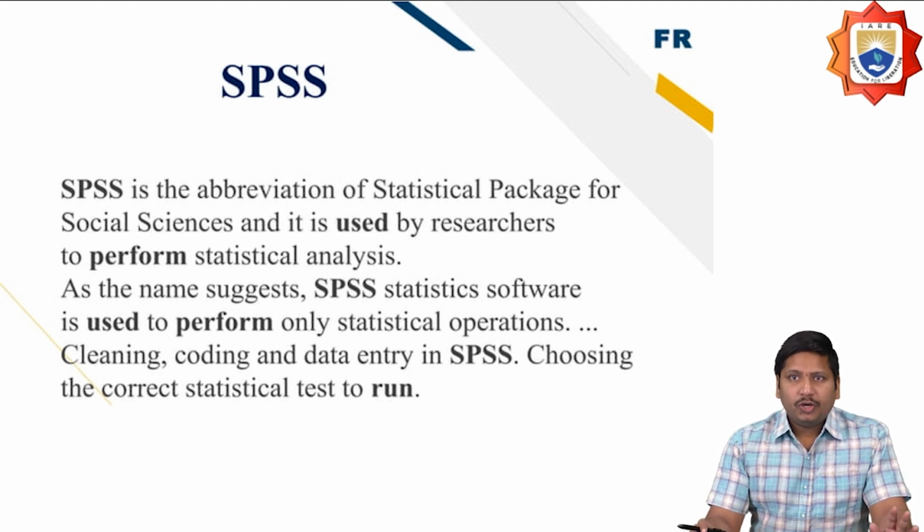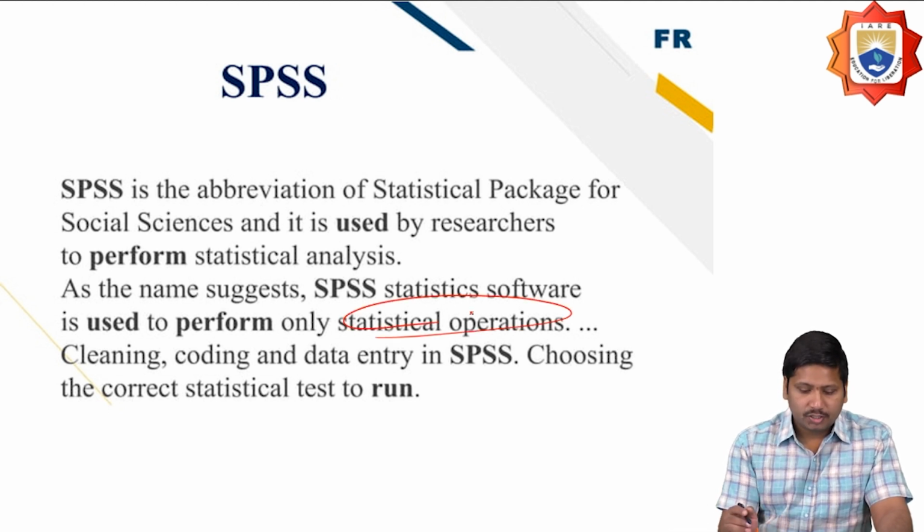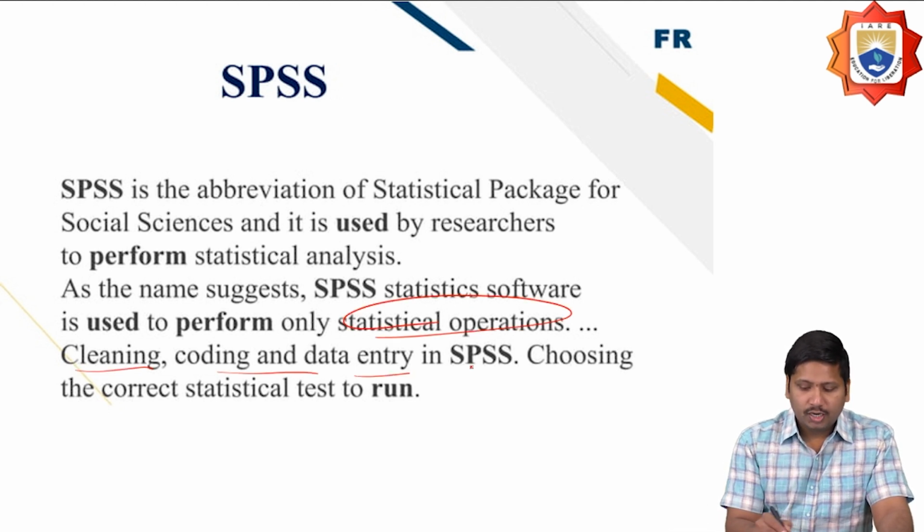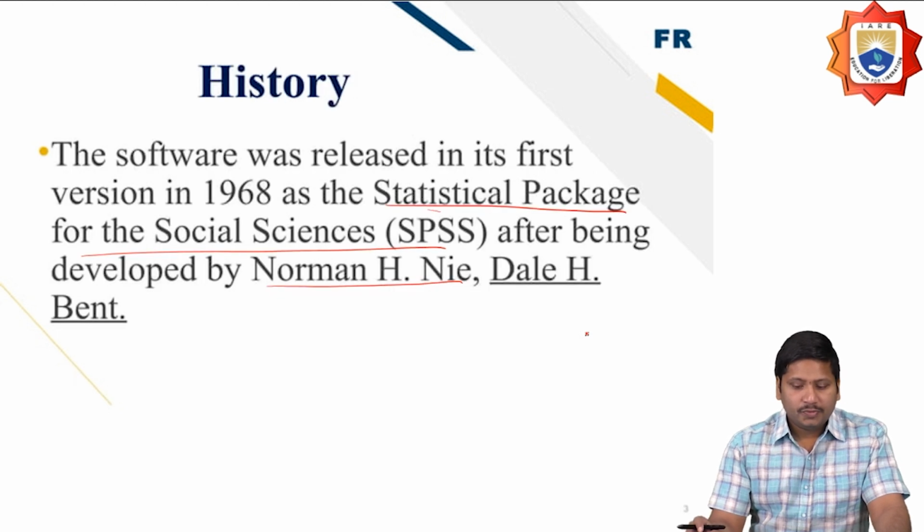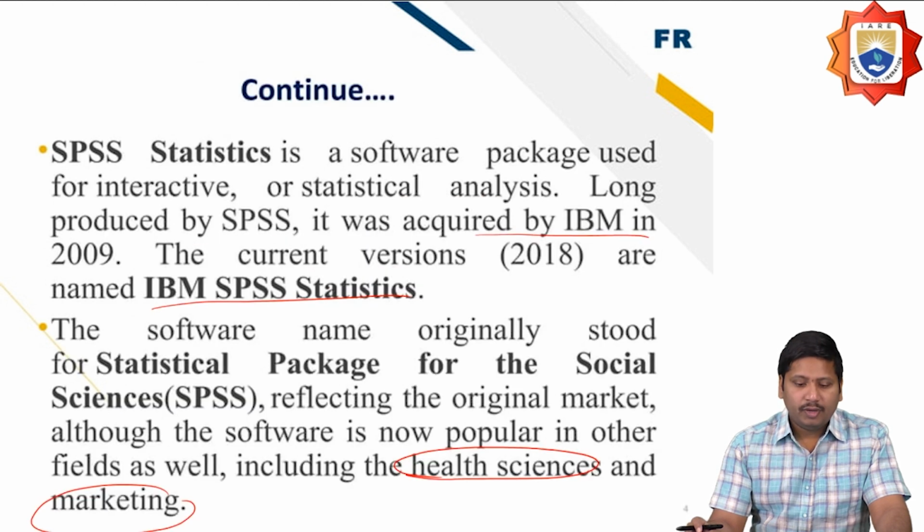So in this video, I'm going to discuss what SPSS is, the history of that one, and what the outline of SPSS should be. So SPSS is mainly a Statistical Package for the Social Sciences, and it is going to perform statistical operations like cleaning, coding, and data entry in SPSS. So history means, initially it was developed in 1968 by Nie, Hull, and Bent, and it was acquired by IBM in 2009, and there are various versions.